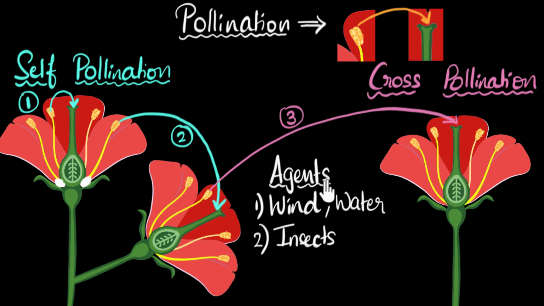And then we saw the agents are basically what causes pollination. The examples of that would be wind and water. And certain insects also help in pollination.